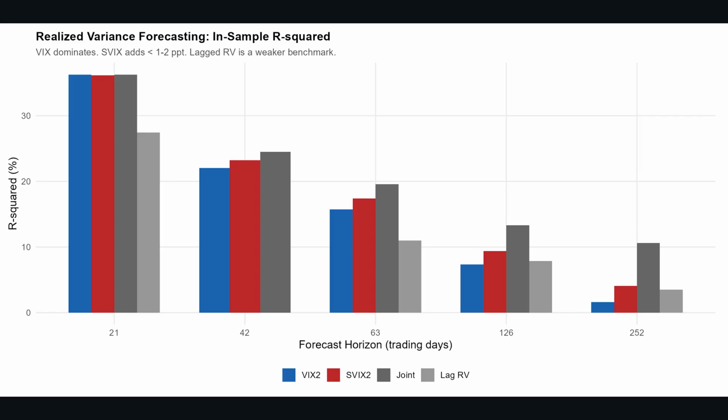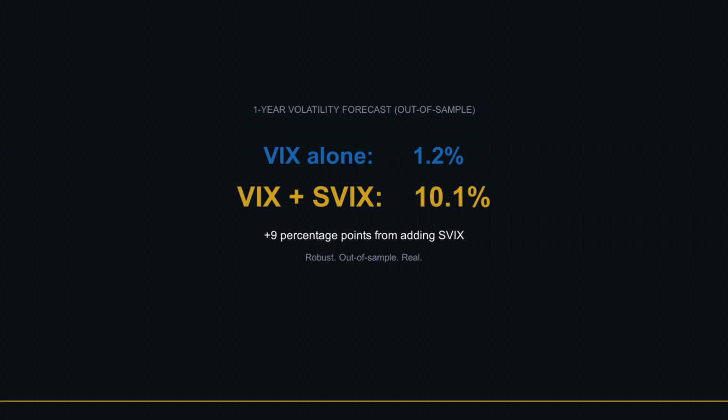But stretch that horizon out to a full year. What happens when you try to forecast volatility 252 trading days in advance? The traditional VIX completely falls apart. Out of sample, VIX alone gives you a dismal 1.2% R-squared. It is completely useless for forecasting one-year volatility.